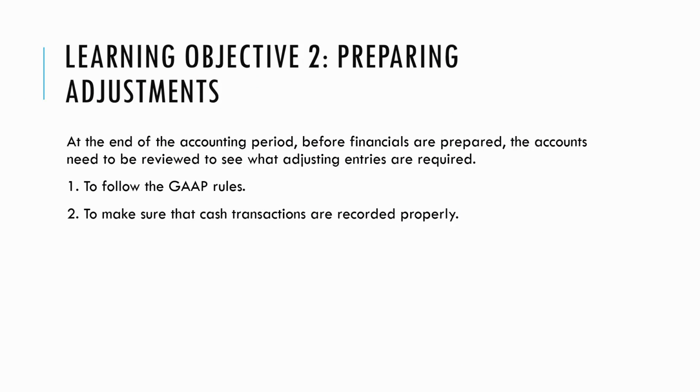Now that's going to be the end of this particular PowerPoint. When we go on to the next one, we will go into actually preparing adjustments. And we will go through doing our journal entries. We'll talk about the debits, the credits. We'll go back to T accounts, and we'll work on that.